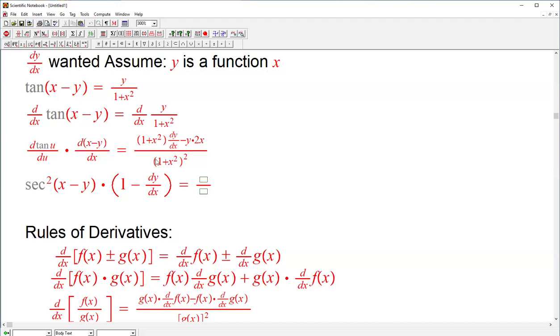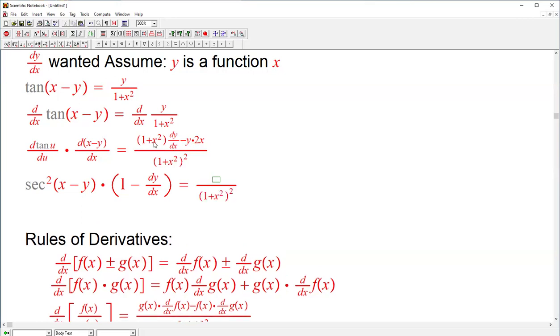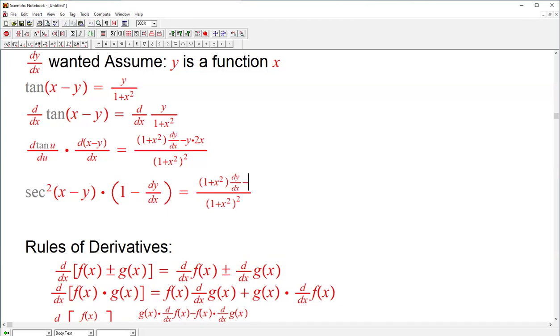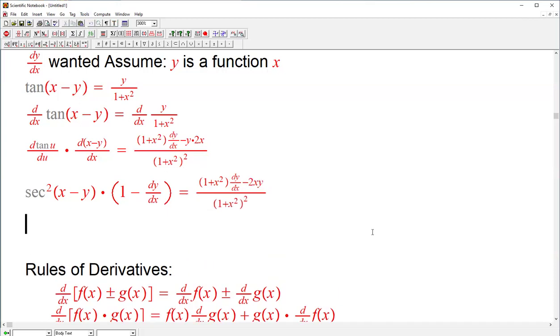Let's look at the right-hand side. On the right-hand side, we're going to keep the denominator. The numerator, we have a dy dx in the numerator, so we're going to copy that. And subtracting 2 times xy. Ha, look at that. We got dy dx here, we got dy dx here. How do we bring them together? Well, and we also have a denominator here.